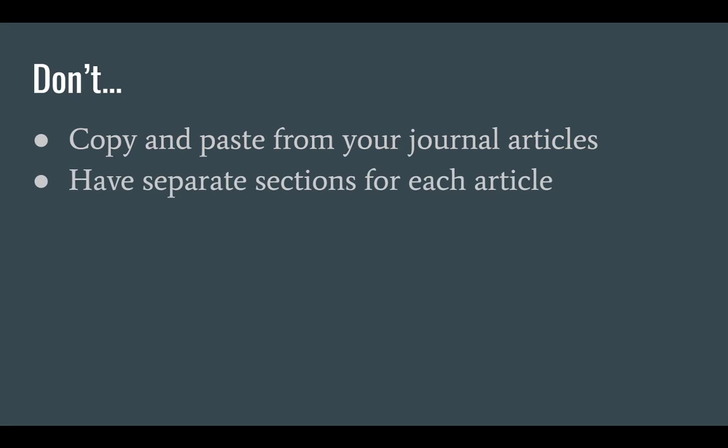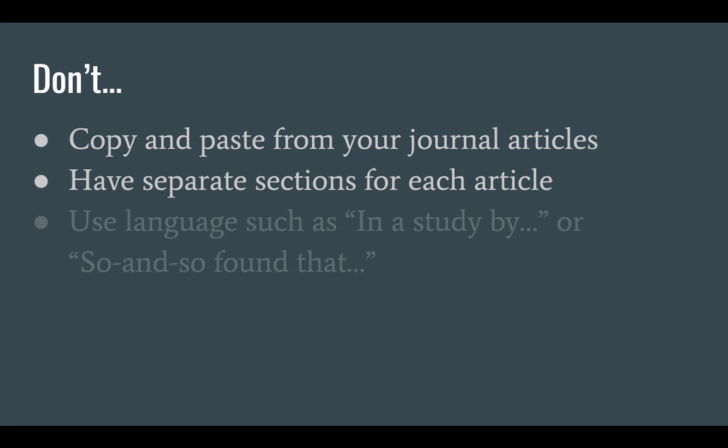Don't have separate sections for each article. This isn't where you have to say this article says something and then go to the next one and explain what it says and then go to the next one and explain what it says. This is not a cohesive literature review. That's not how it should look. Okay, so don't do it that way.